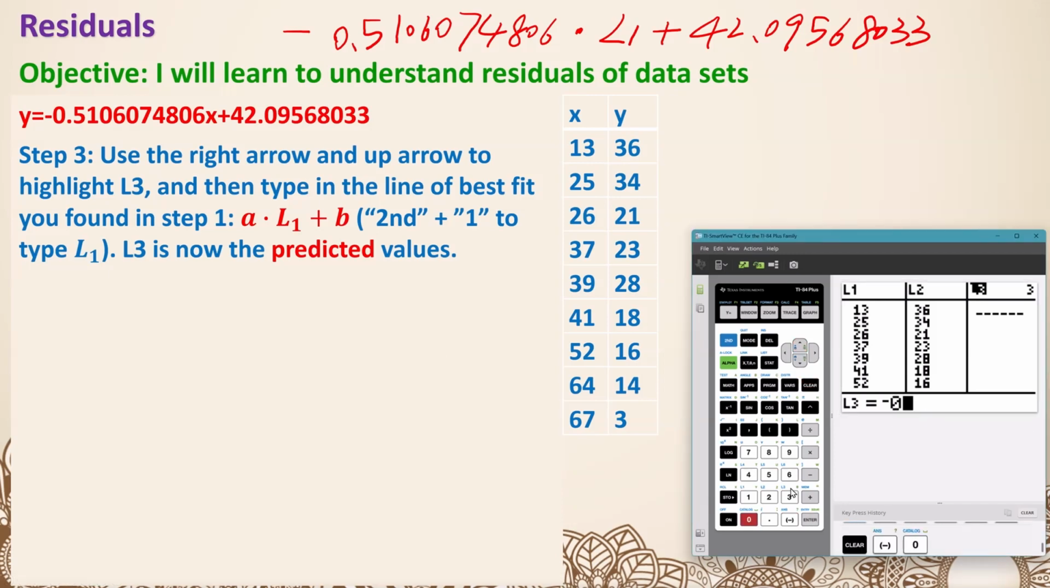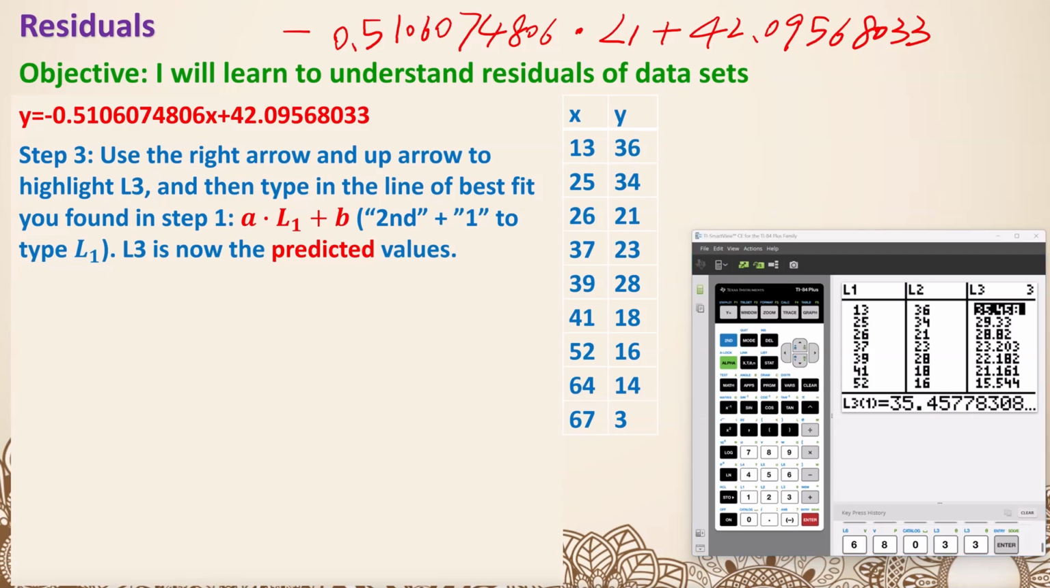Negative 0.5106074806 times second 1, that's L1. And then plus 42.09568033. There you go. And then we press enter. Voila. That's everything we already have.